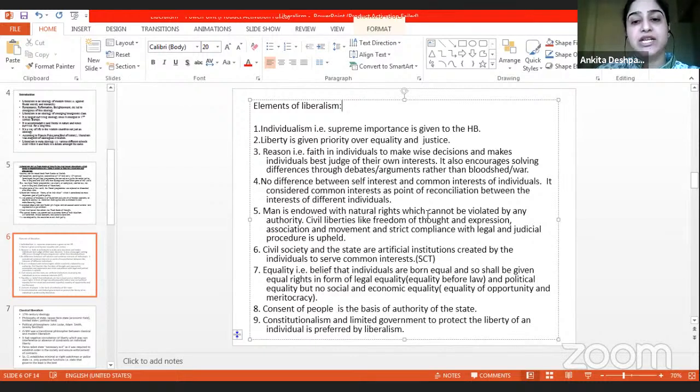Man is endowed with natural rights which cannot be violated by any authority. I told you, Hobbes as well as Locke believed that yes, there were certain natural laws, there were certain natural rights which were present. Locke said these natural rights, the three natural rights that Locke talks about, right to life, liberty, and property, cannot be touched by the state. The state cannot touch any of these rights. So civil liberties like freedom of thought and expression, association, movement, and strict compliance with legal and judicial procedures are also upheld.